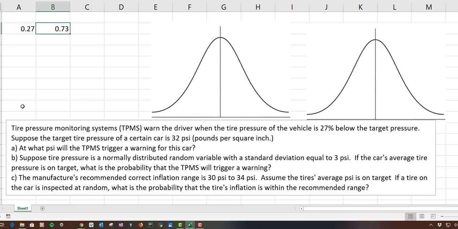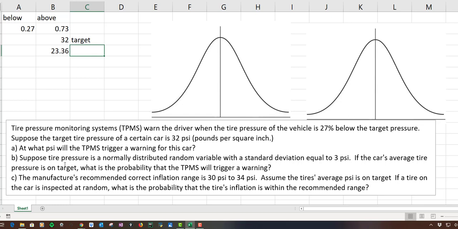So that's where I'm going to get the 73%. Okay, so this is below, this is above, so that would be fine. And it says here that suppose the target tire pressure of a certain car is 32 psi. So all I would have to do, let's just say that's the target, for part A here, is take the 73% above times 32, and this would give me my targeted mean. All right, so that's part A.